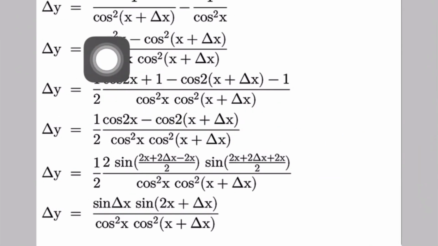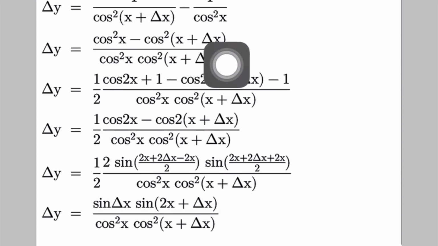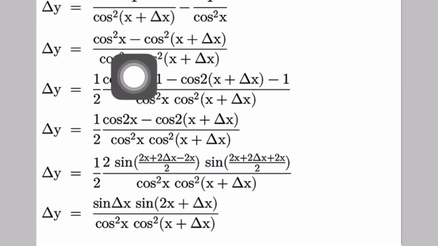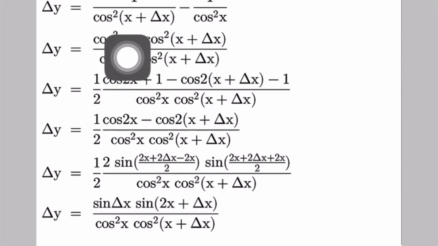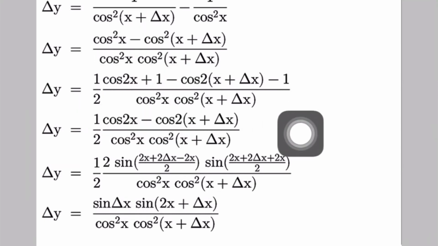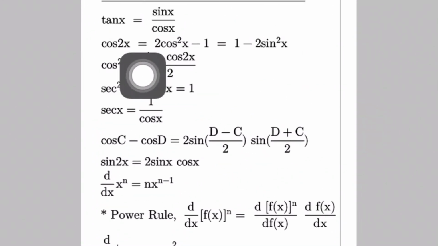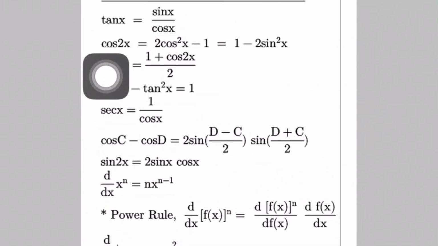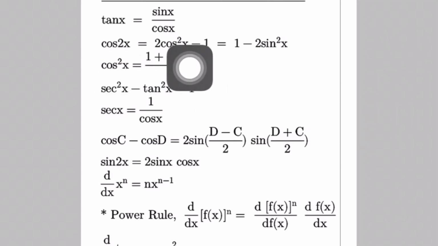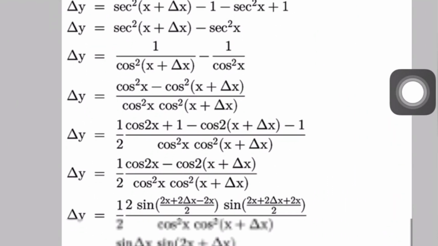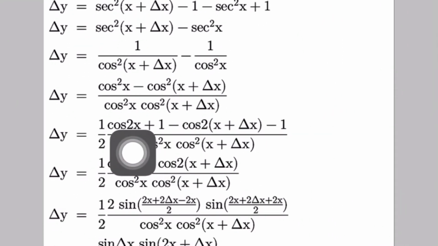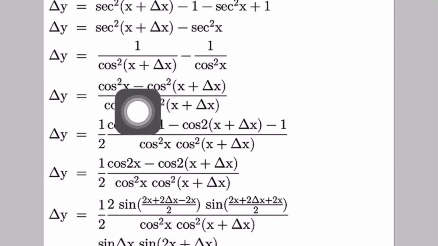Now also convert this cos square x and cos square x plus del x to cos. Here the power is 2, and we have to make it power 1. For that we use this relation. You have to convert cos square to cos in terms of cos.